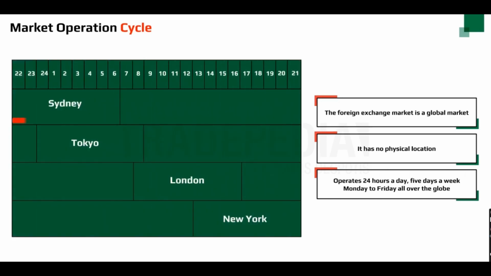Trading starts on Sunday night at 2200 hours GMT in Sydney. Tokyo joins Sydney 2 hours later, and by the time Tokyo closes at 900 GMT, London has already opened at 800 GMT. At 1300, New York also opens, and we have both London and New York open until London closes at 1600 hours. This is the most liquid period of the day with the highest volume. When London closes, trading continues in New York until 2200 hours, when it closes and Sydney opens, and the cycle starts again until Friday night.